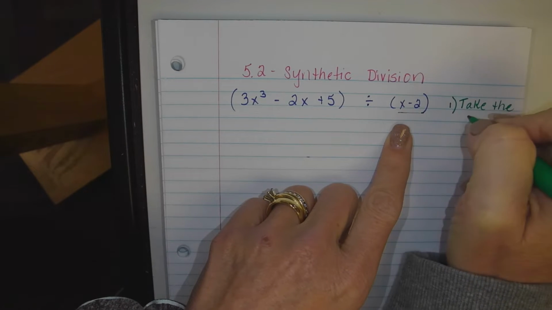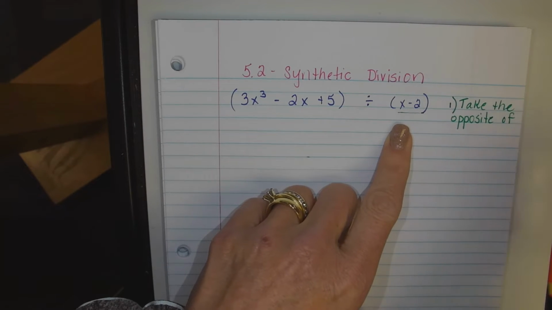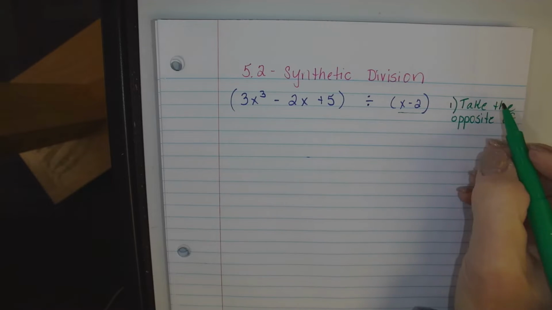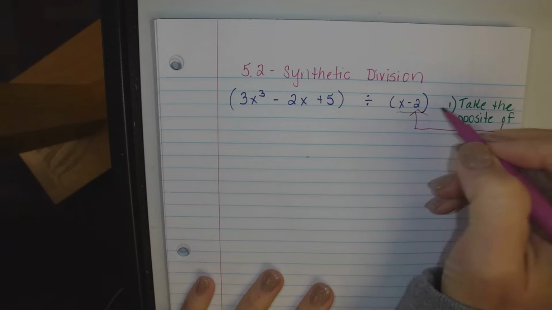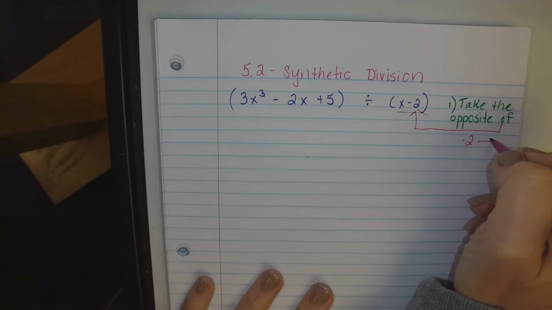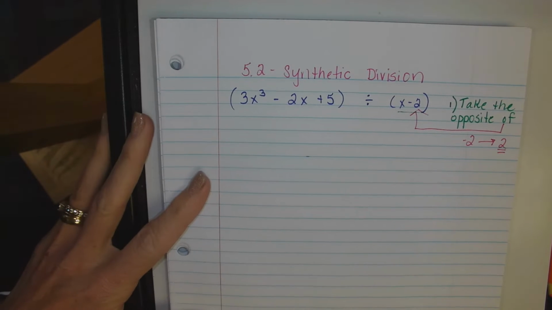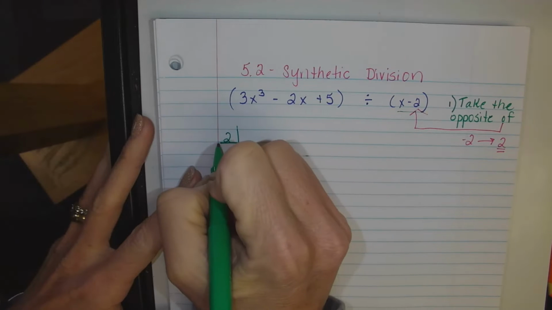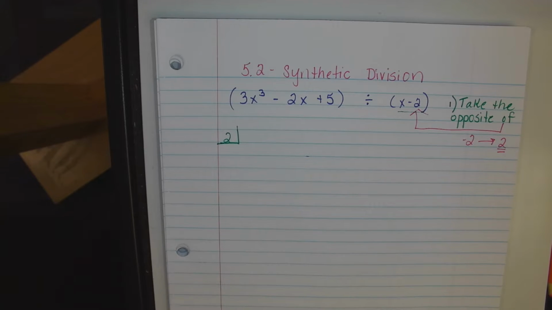Take the opposite of, let's see, I'll just do an arrow. So what's the opposite of negative 2? Positive 2. All right. So I'm going to take that 2 and I'm going to literally draw a box around it. You're going to need that. Okay, so go ahead and do that.